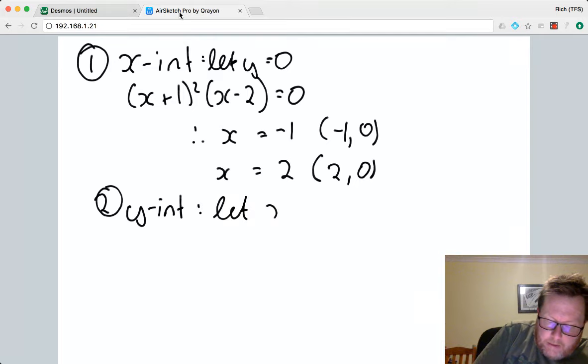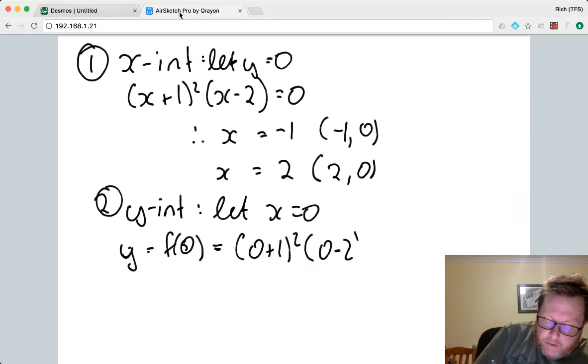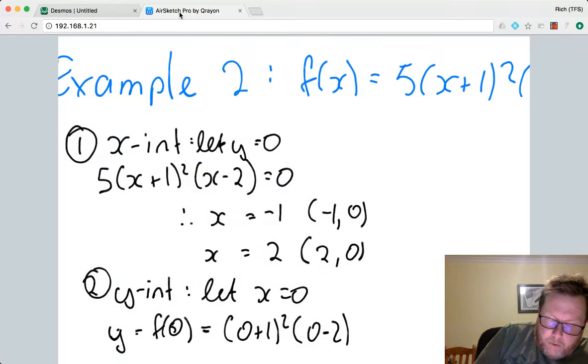And we let x equals 0 for the y-intercepts. And so we have y equal to f of 0, which is equal to 0 plus 1 all squared times 0 minus 2. You don't really have to do this. You can use exactly the same. So I've forgotten the 5s there, but it doesn't make a difference there because there's a 5 there, as you can see.